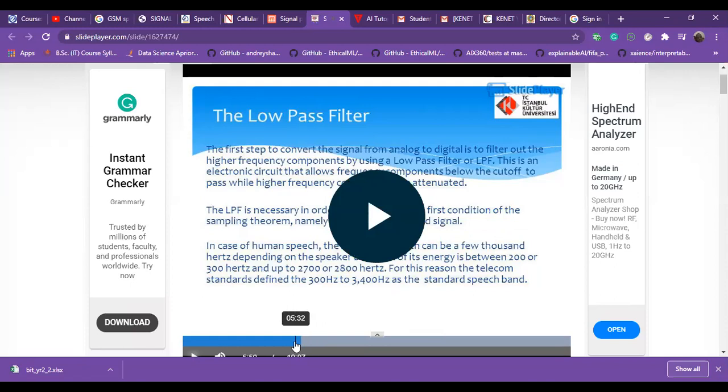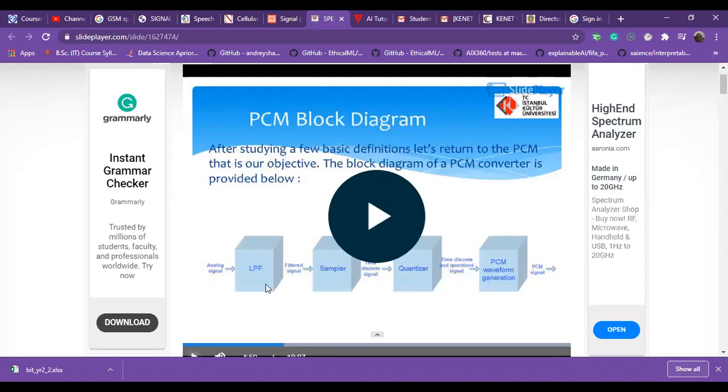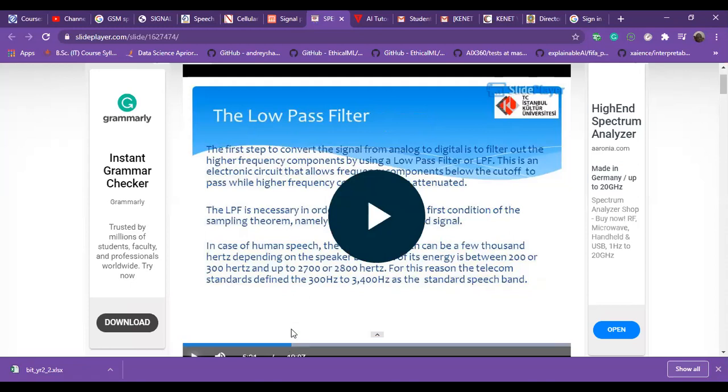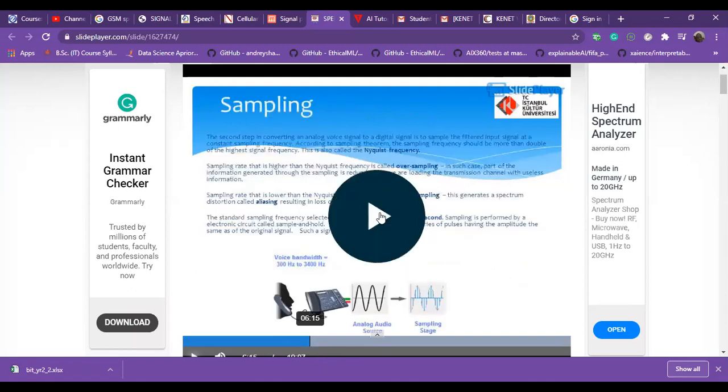So the first step we're looking at is the low-pass filter. The low-pass filter is basically, as has been said, used when converting a signal from analog to digital, to filter out high-frequency components. Okay, so even before we start the conversion, we have to filter out the high-frequency components by using a low-pass filter. And then we come to the second step, which is the sampling, as the lady has said. So let's go.